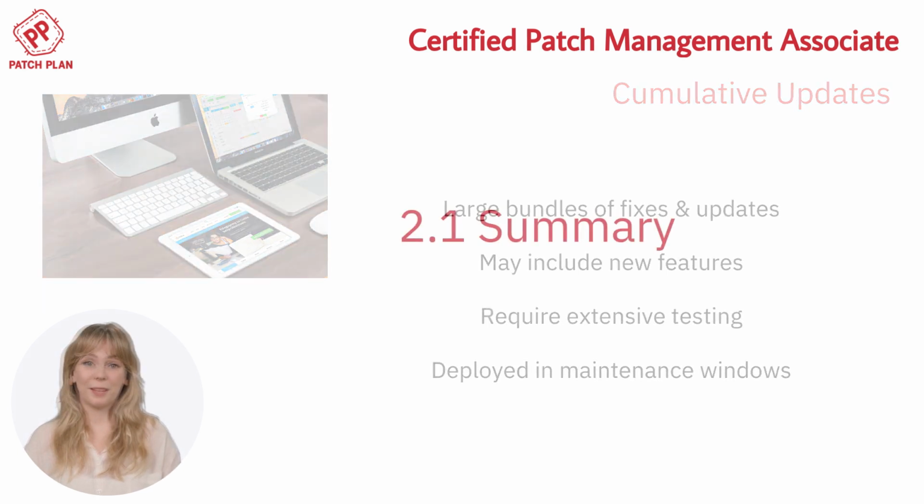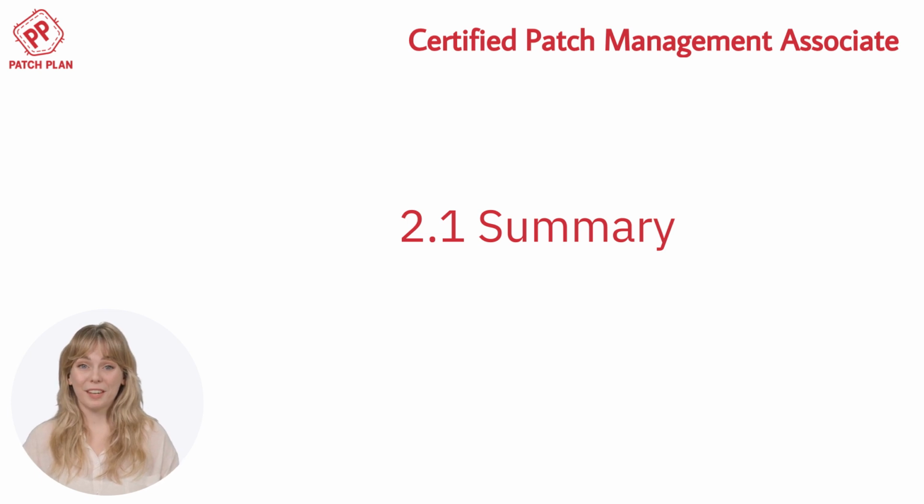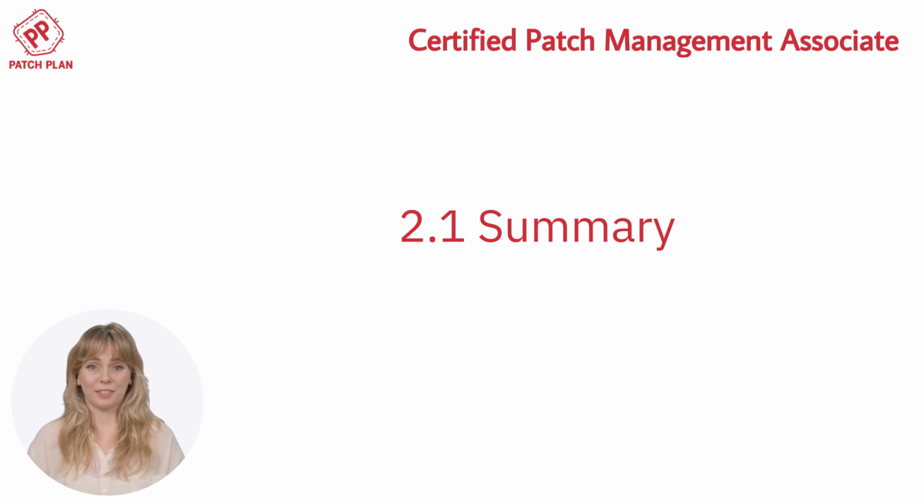In Section 2.1, we explored the three main types of patches and why treating them all the same can create risk. Hotfixes are urgent, targeted fixes for critical issues, and they demand rapid deployment with minimal testing. Service packs are large bundles that may include security fixes, bug corrections, and even new features, requiring thorough staging and planned rollout. Cumulative updates simplify patching by combining all prior fixes into one package, ensuring consistency but making troubleshooting more complex if problems arise. By understanding these distinctions, organizations can tailor their patching strategies to balance speed, stability, and security.